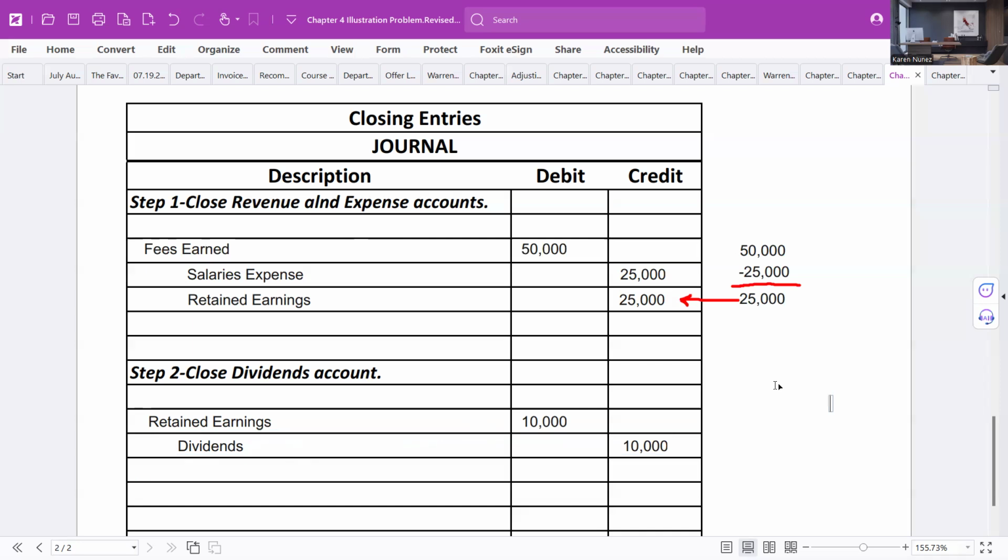So every time we close the accounts, again, the first step is to close the revenue and the expense accounts and close them out to retained earnings. The second step is to close dividends, and we close dividends out to retained earnings. And that's it. Those are the two things that we're going to be looking at in chapter 4.